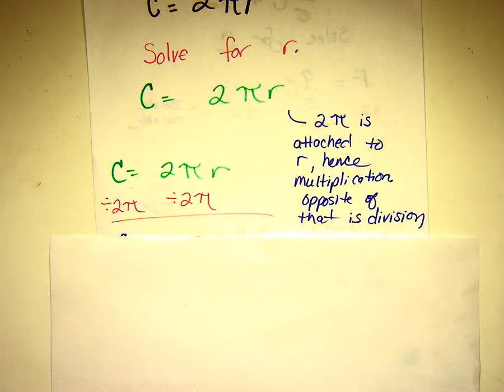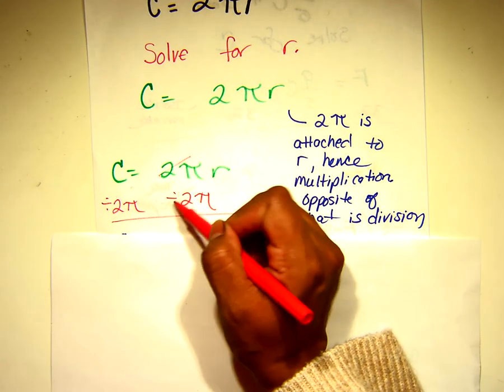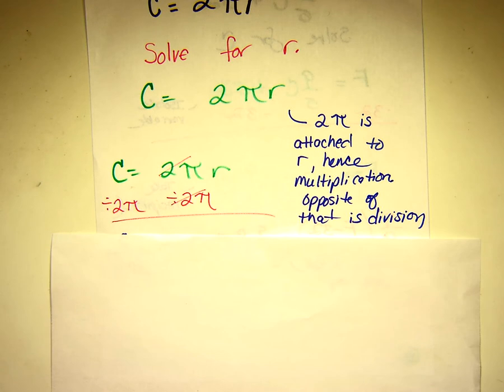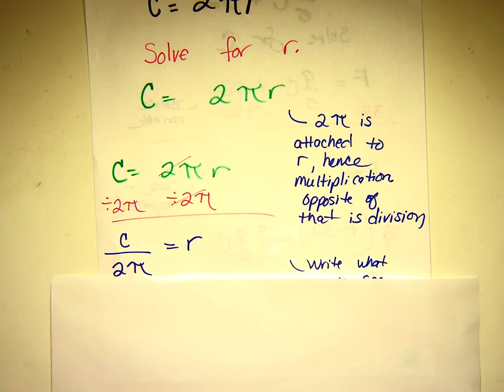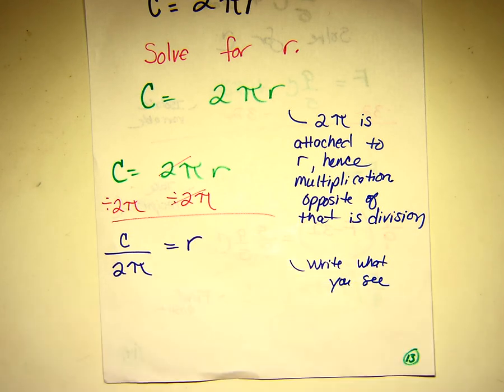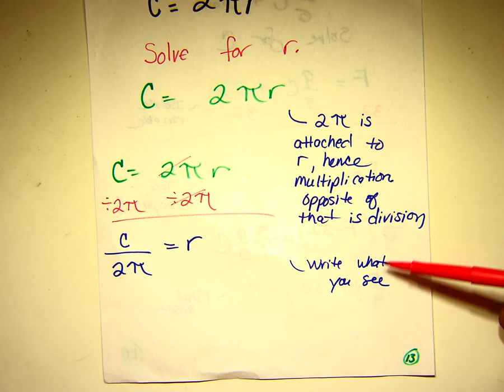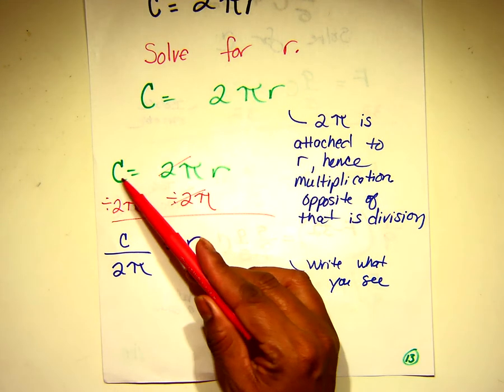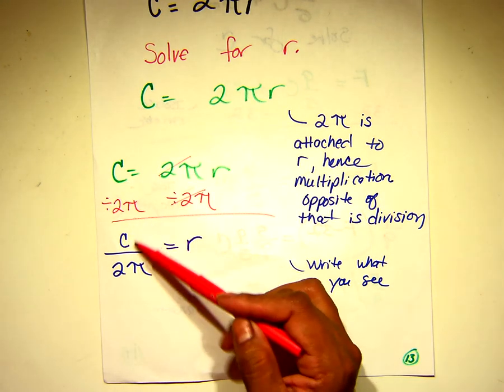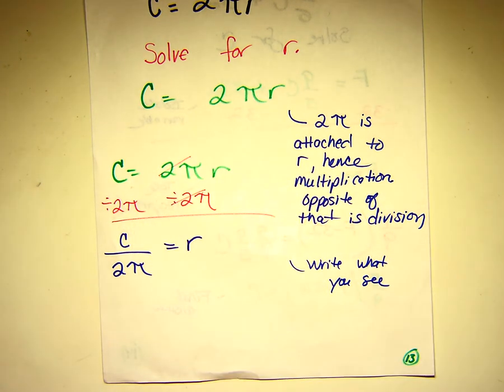Well, these two eliminate, so they're gone. But now I'm left with C over 2 pi. Bring down the R. So your answer is literally what you see. Write what you see. So you see C over 2 pi. Don't worry about the division sign because we're going to incorporate the fraction. And remember, they mean the exact same thing.